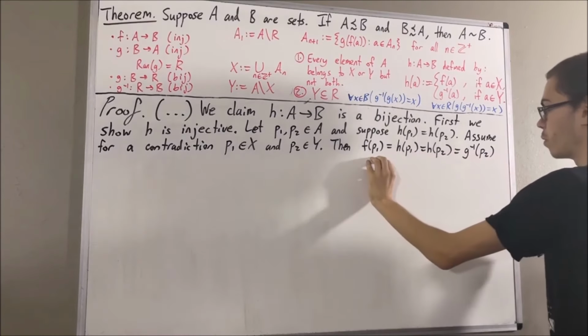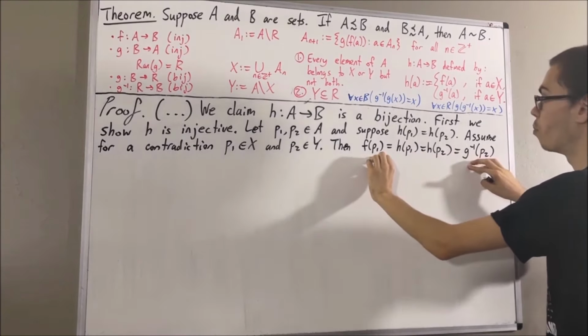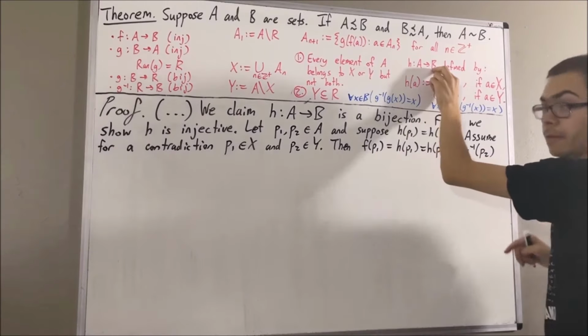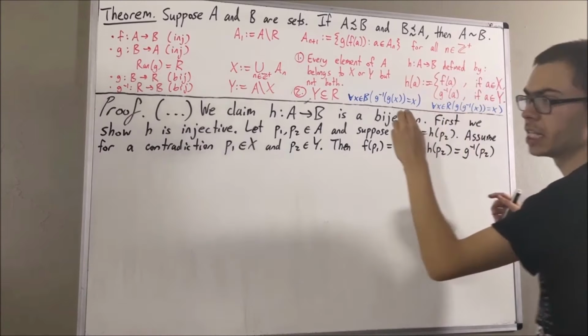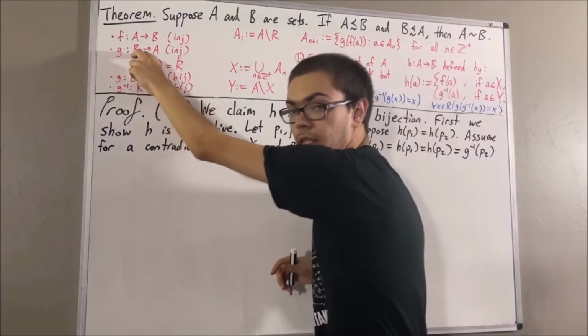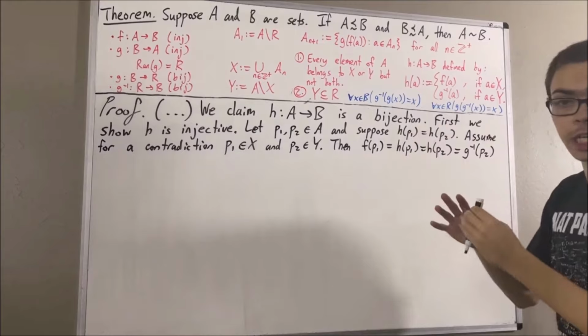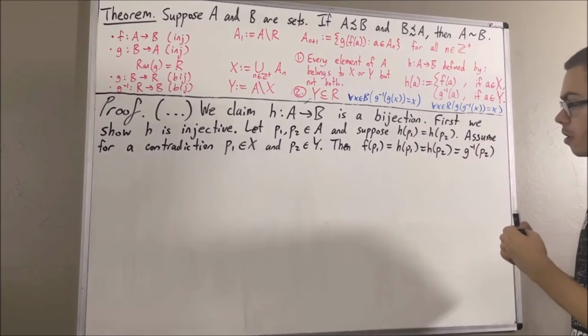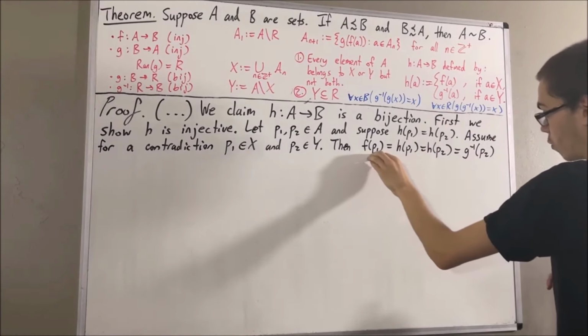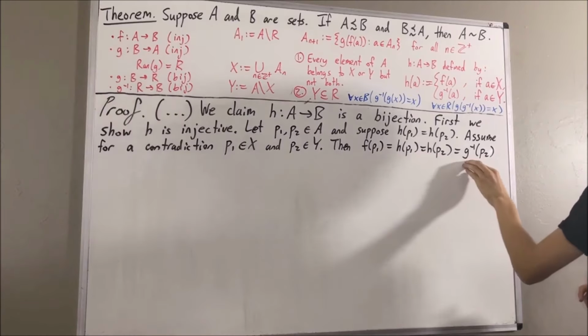And we know that F of p1 and G inverse of p2 are both elements of B. And G is a function with domain B. So we can send these two guys into the function G, and they have the same output values. So really, G of F of p1 is equal to G of G inverse of p2.